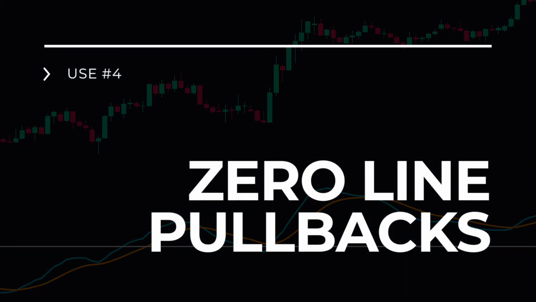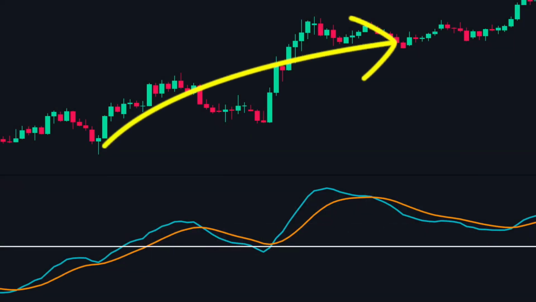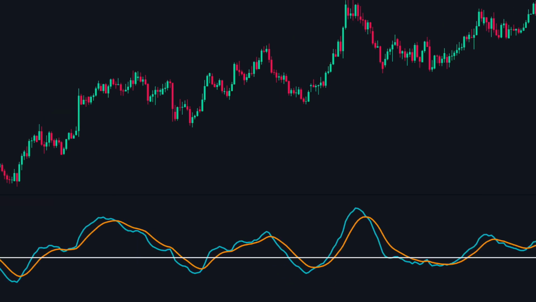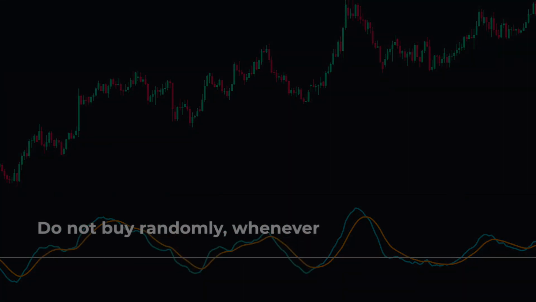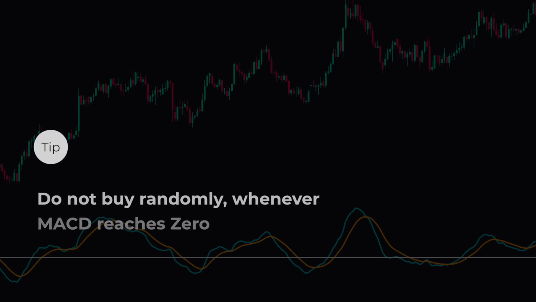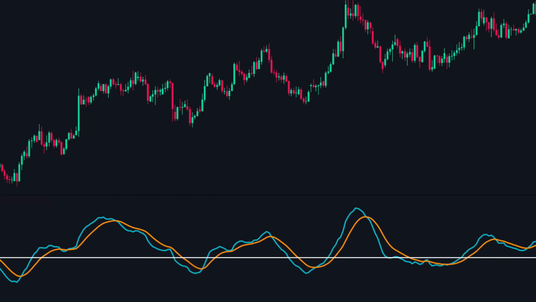Use 4. Zero line pullbacks. In strong trending markets, the MACD line will often pull back to the zero line and the price will bounce back. So in an uptrend, if the MACD line pulls back to the zero line, it is a good place to make buy trades. But again, we cannot randomly buy whenever the MACD line reaches zero. We must wait for the MACD line to cross above the signal line to make a buy trade.